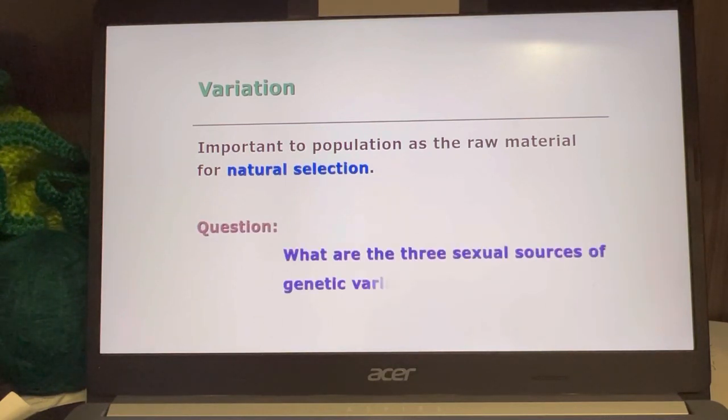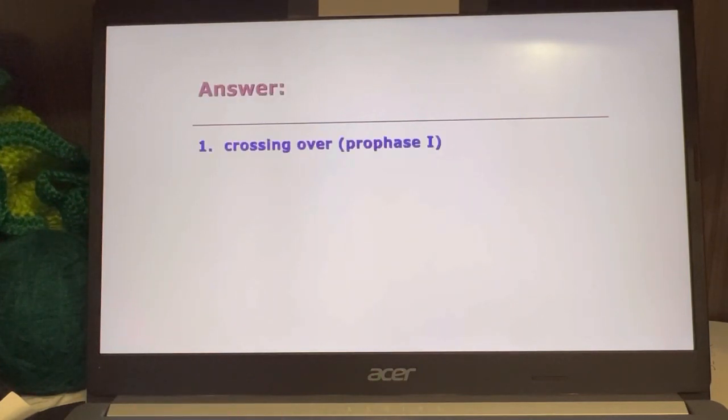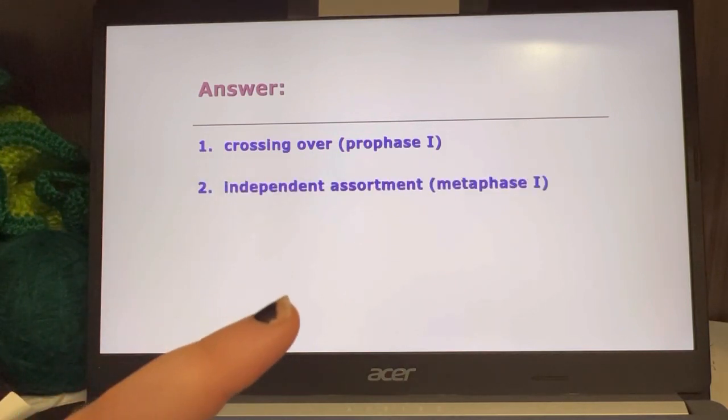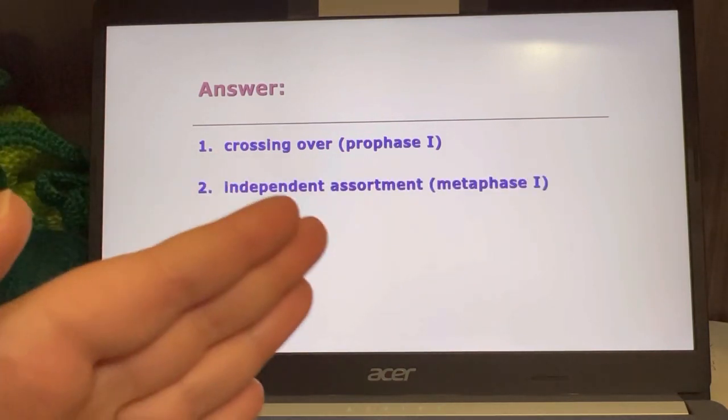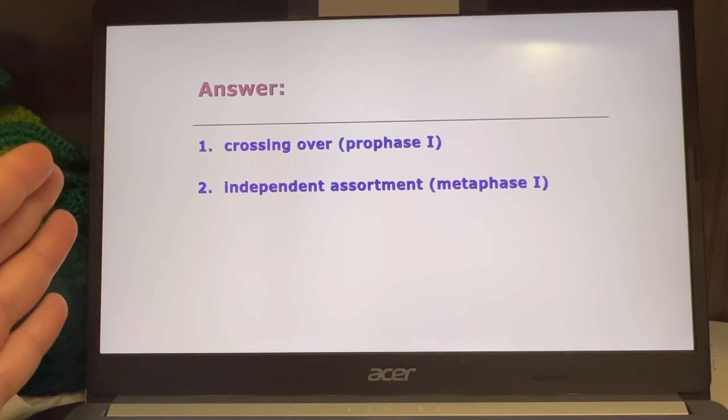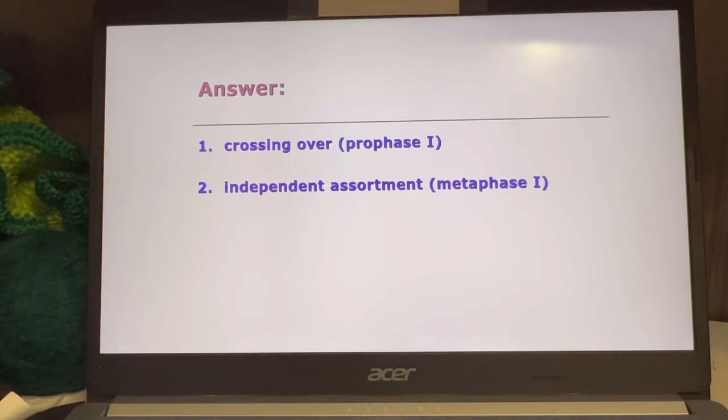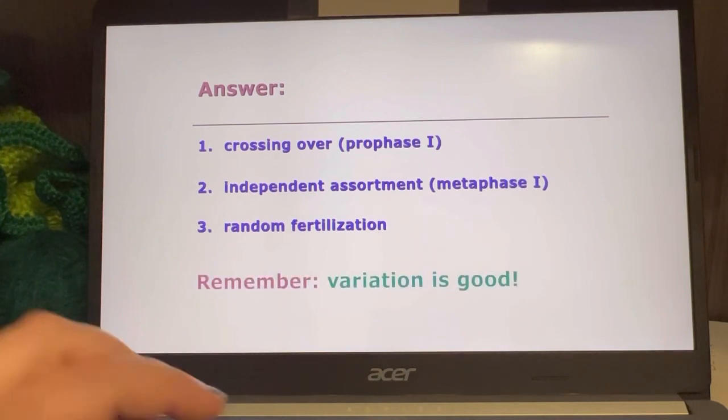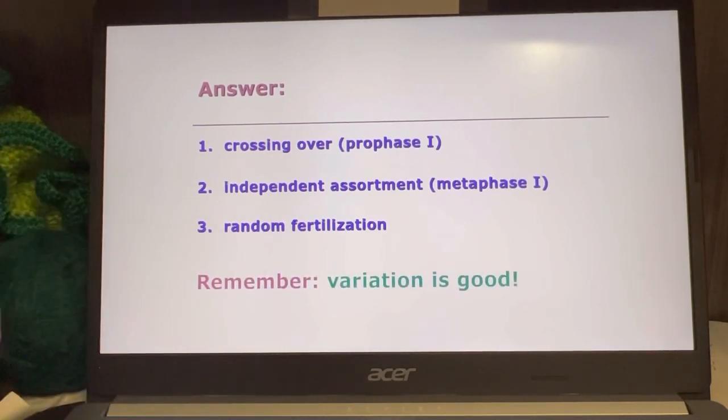Question. What are 3 sexual sources of genetic variation? The answer is crossing over, which happens in prophase 1. Then we have independent assortment in metaphase 1, so depending on which side of the metaphase plate the chromosomes line up on, and then random fertilization. Variation is good. It's what makes us all individual and unique. It changes the way we look from our siblings to our parents and all the rest of it.